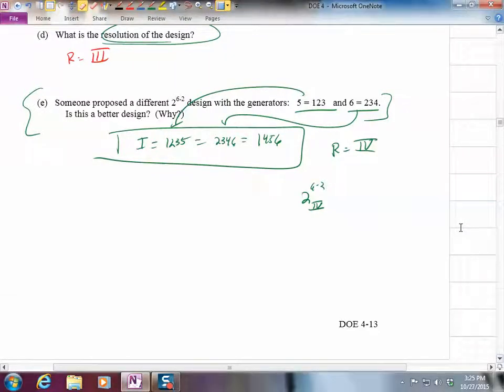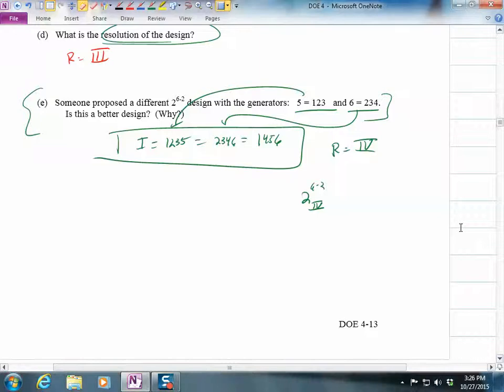But why is this resolution better than the other one? Why is this experiment better? So higher resolution, that's the high-level answer. Now tell me more detail. Why is this design better? Matt.